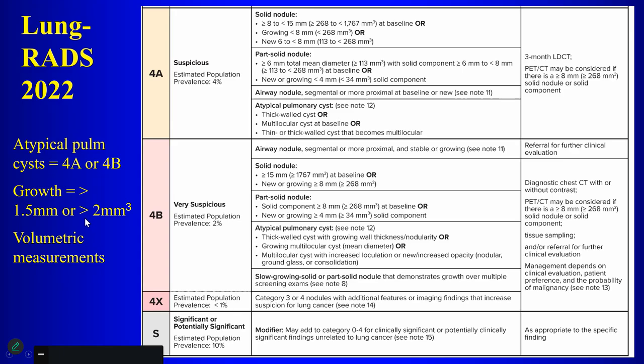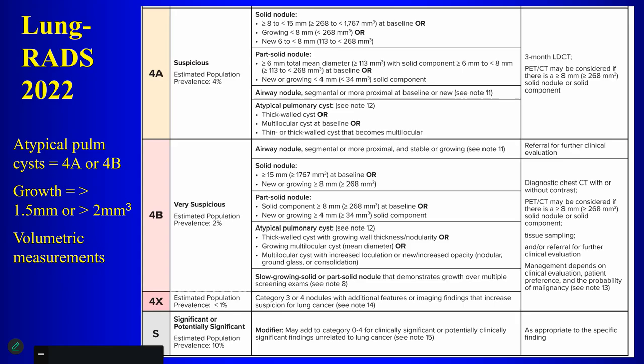What counts as growth? Greater than 1.5 millimeters, and if you're doing volumetric measurements, greater than 2 millimeters cubed. But in diameter, the average diameter, 1.5 millimeters. By the way, how do you calculate? We give one number for the diameter of a nodule, not two. But how do you calculate that average diameter? I don't think I talked about this. How do we do that?